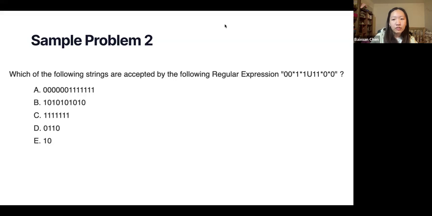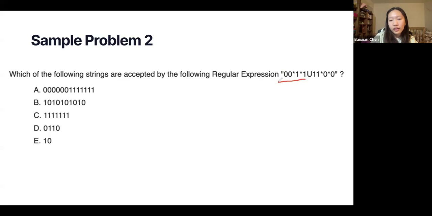So which of the following strings are accepted by the following regular expression? So what does this expression mean? This one means that we must have a 0 to start, and then we can have 0 or more zeros, and then we can have any number of ones, but then we must have a 1. And since there's a union, they're evaluating this one or this one. So first, this one we just went over.